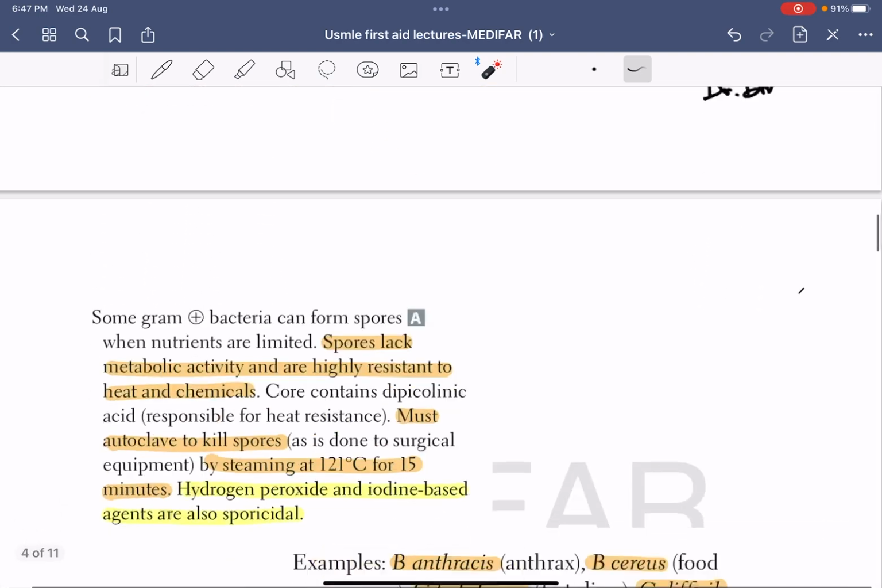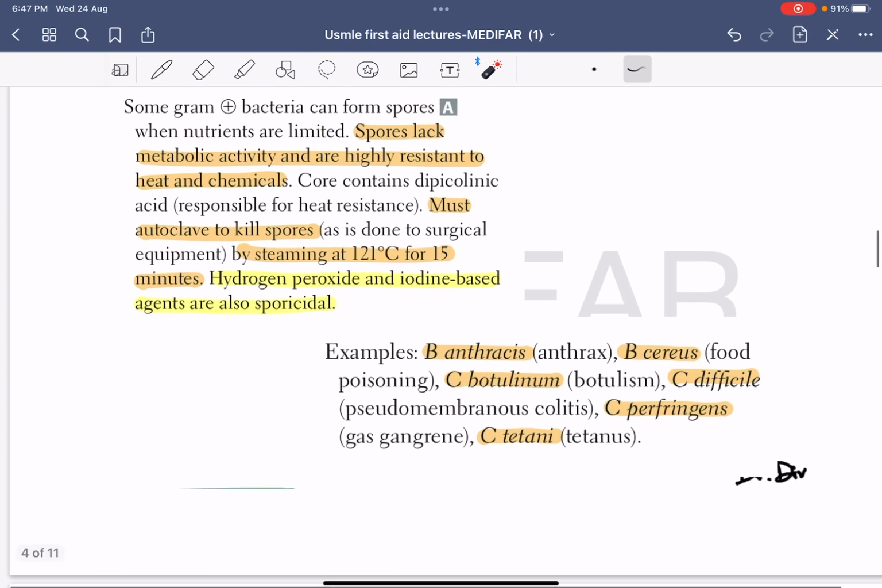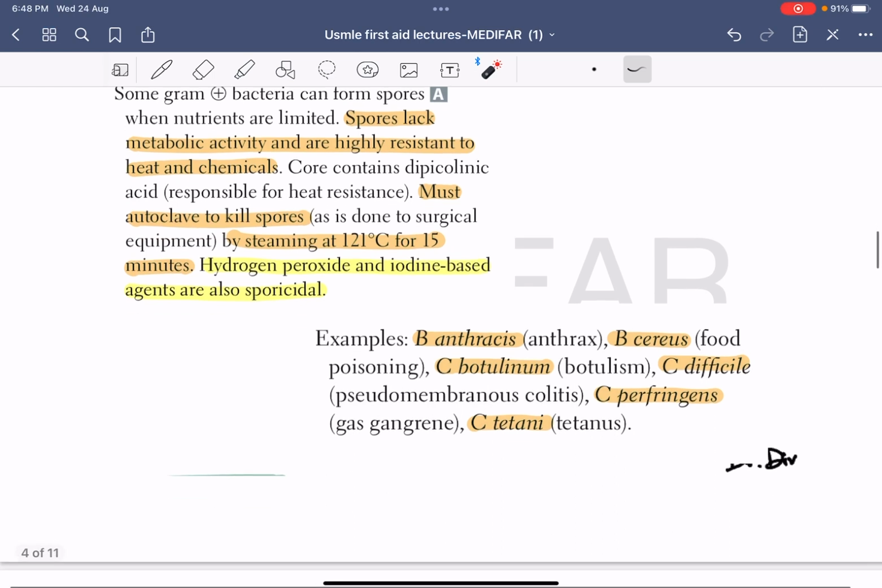So which are those rods? They are Bacillus anthracis, Bacillus cereus, and Clostridium species like Clostridium botulinum, Clostridium difficile, Clostridium perfringens, Clostridium tetani. As I have told, they are highly resistant to heat and chemicals. Do we have any method to kill them? Yes, that is through autoclave by steaming at 121 degrees Celsius for 15 minutes, and even hydrogen peroxide and iodine-based agents are also sporicidal.